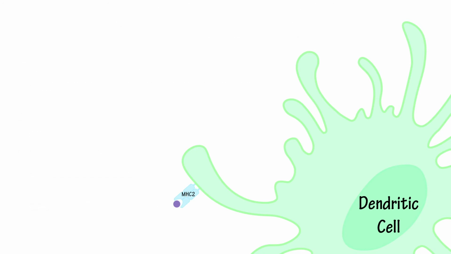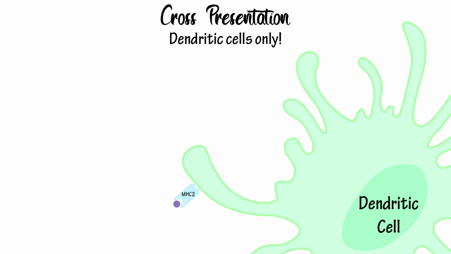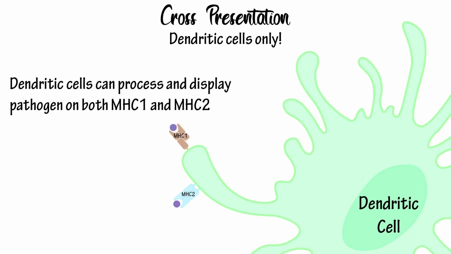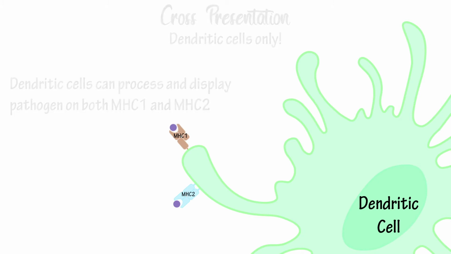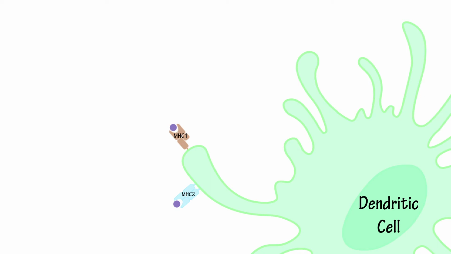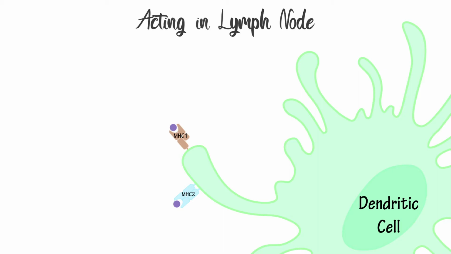So our antigen presenting cells are displaying pathogen on MHC2, but in particular our dendritic cells are special. They can do what's called cross-presentation. They can process pathogen on both MHC1 and MHC2. The reason why this is useful will become clear later. So equipped with antigen presented on their membranes, these antigen presenting cells need to go where T cells reside, and that's the lymph node.